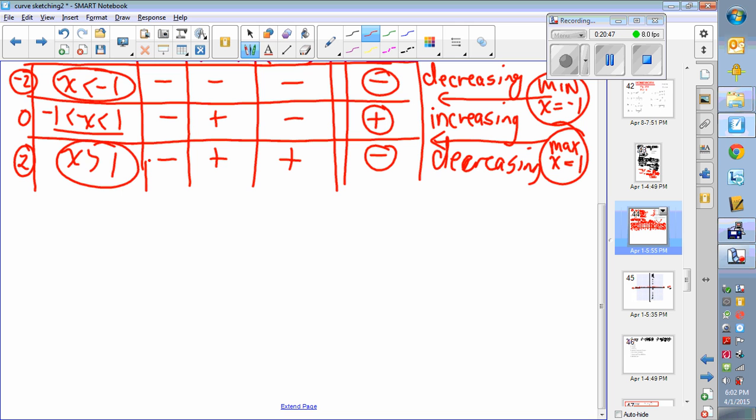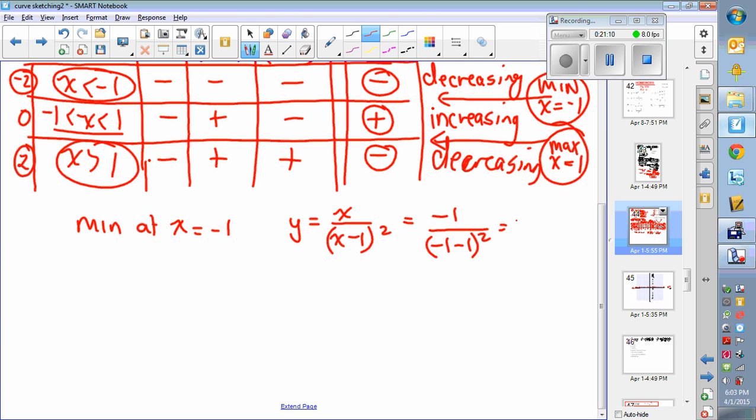So we go to test those points. You think you have a minimum at x equals -1. So we need to find that point. You plug it into y equals x over x minus 1 squared, not y prime now. You plug in the -1, you get -1 over (-1 minus 1) squared, -1 over (-2) squared, you get -1/4. So at the point (-1, -1/4), you've got yourself a minimum point.